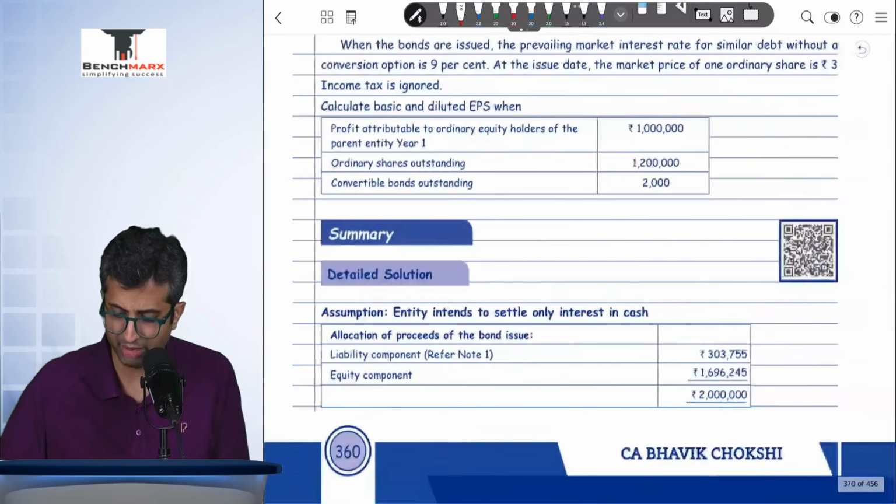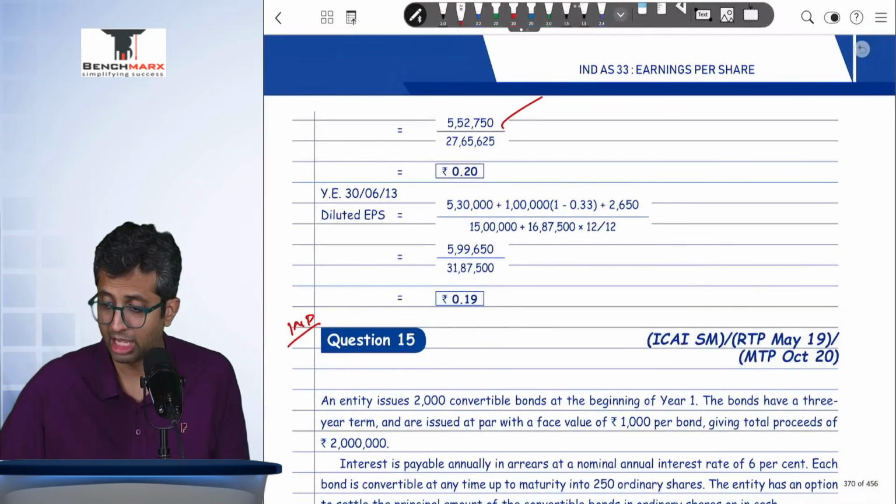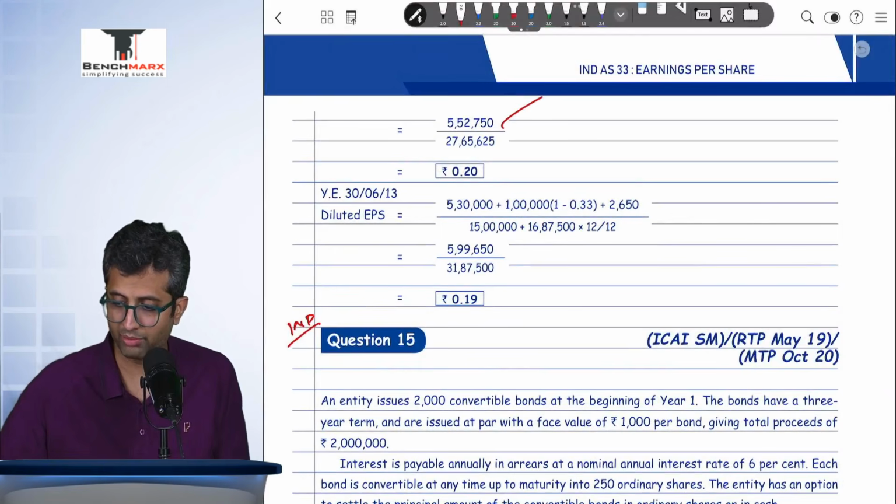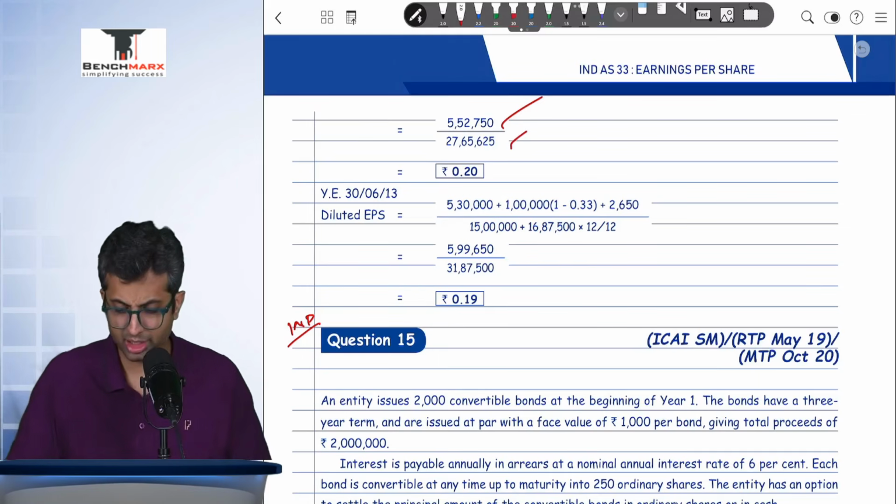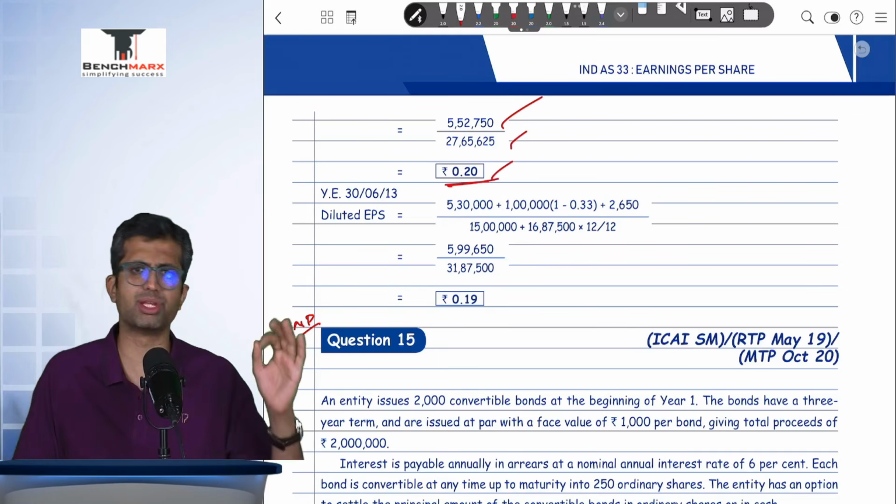And that will be divided by, so this is 552,750. This will be divided by 1,687,500 into 9 by 12 plus 15 lakhs, that is 27 lakhs, 67,625, and hence 0.2. This is lower than basic and hence diluted.